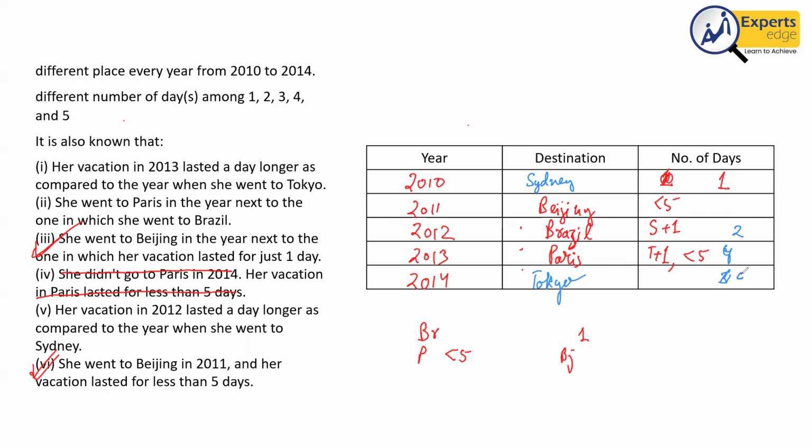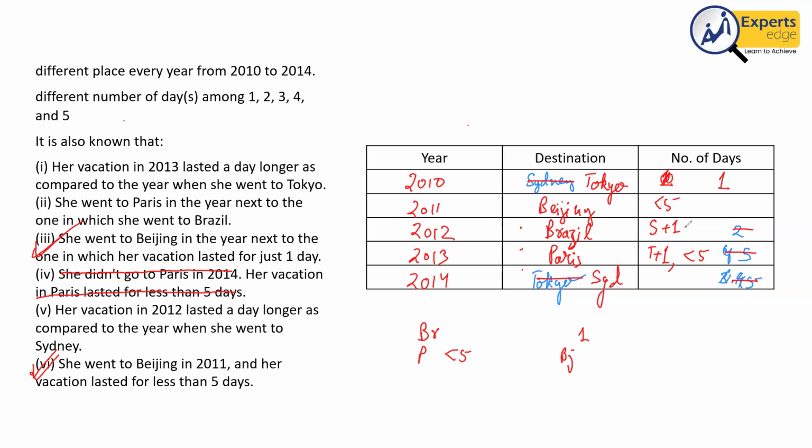If we put Tokyo as 4, then Paris becomes T plus 1, 5, which is not possible. This has to be less than 5. And Tokyo cannot be 5 because then Paris will be 6. So this assumption is completely wrong, and therefore we can discard it. All the blue colored information can be left out. Since Sydney is not 2010, Tokyo has to be 2010, which means Sydney will be 2014.